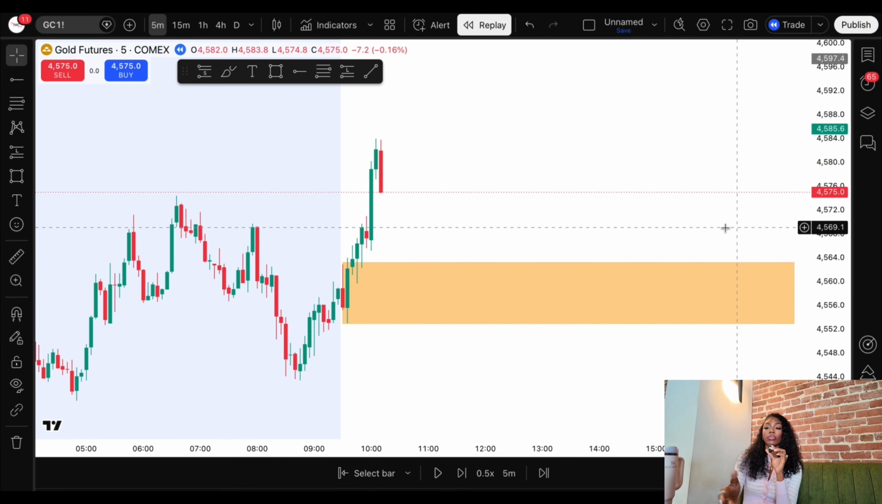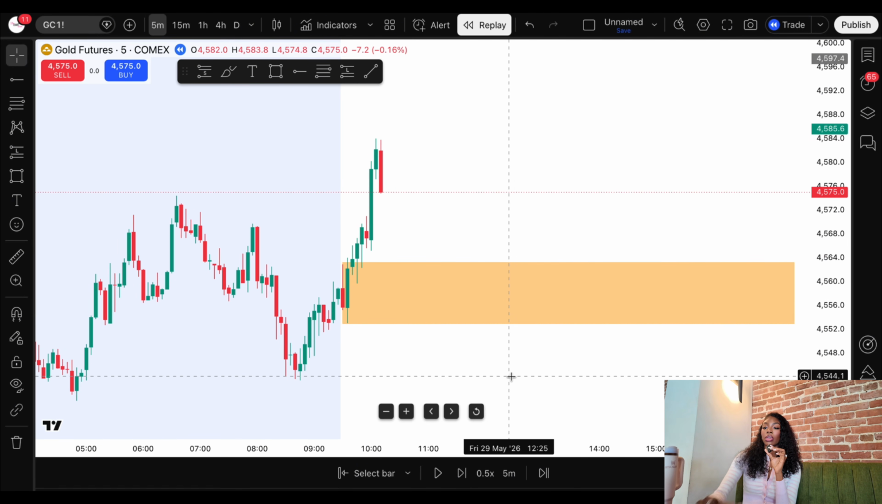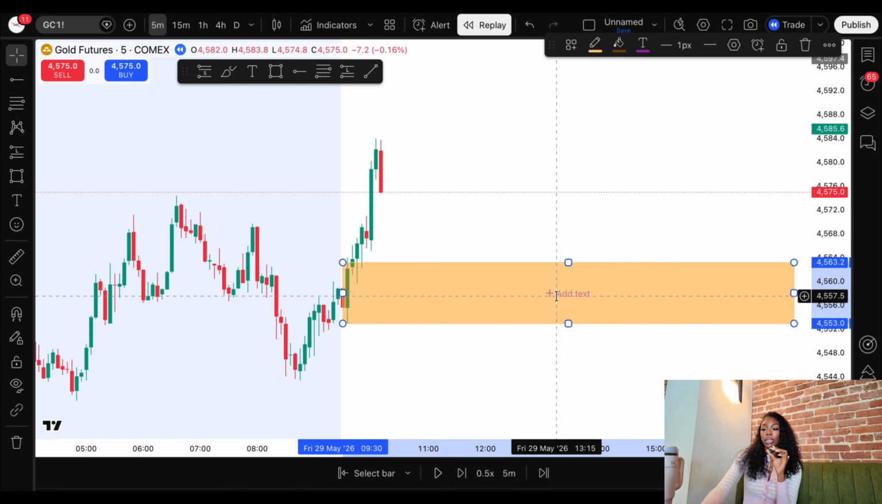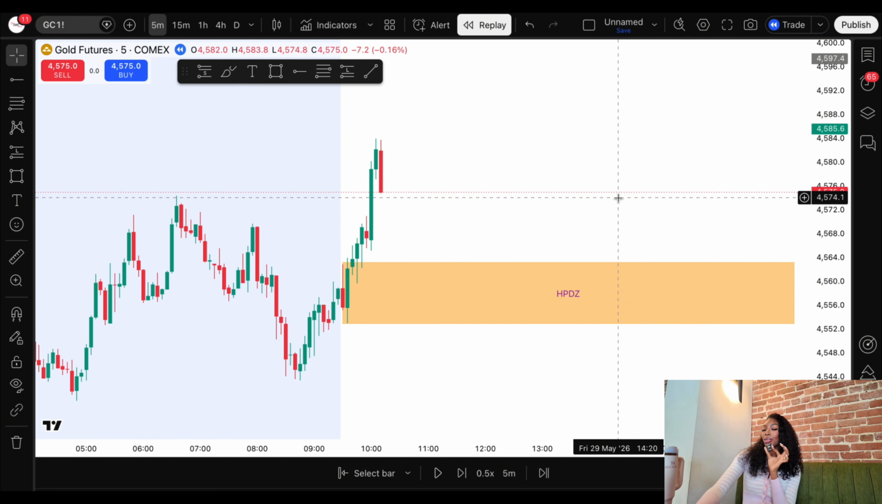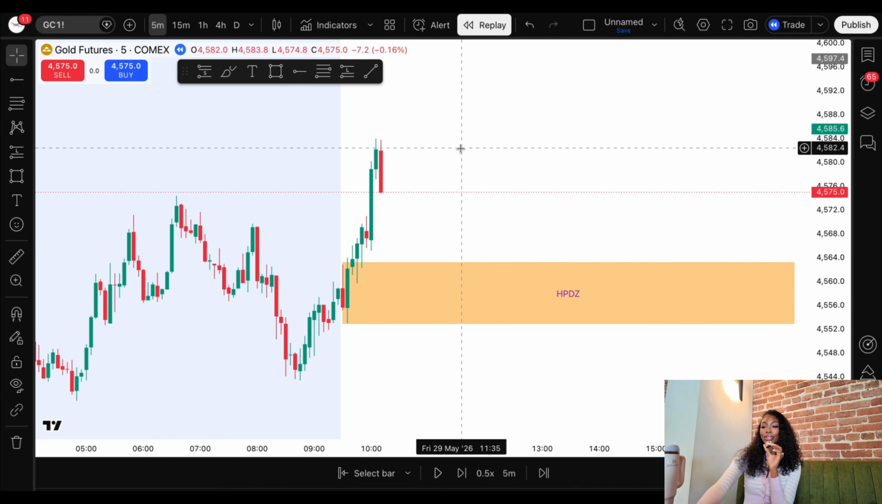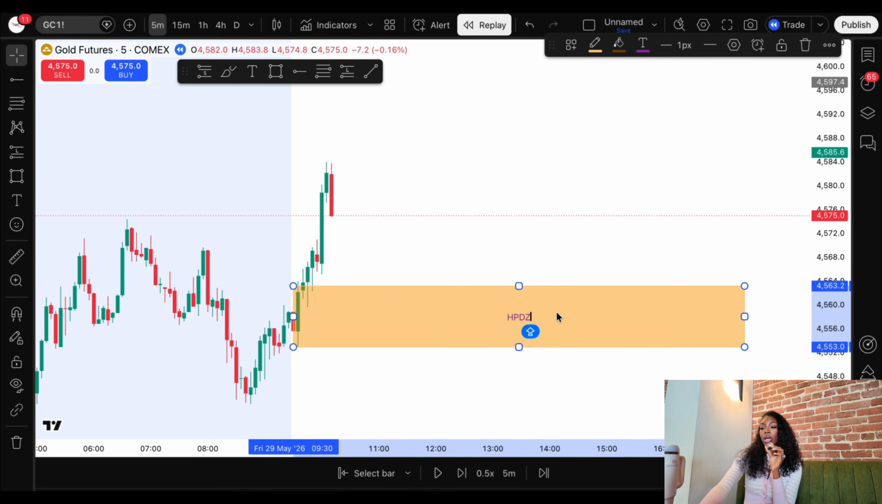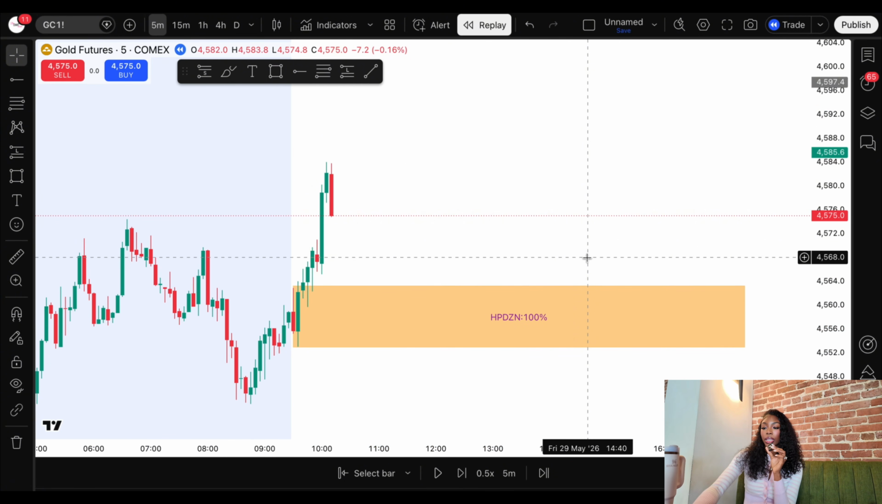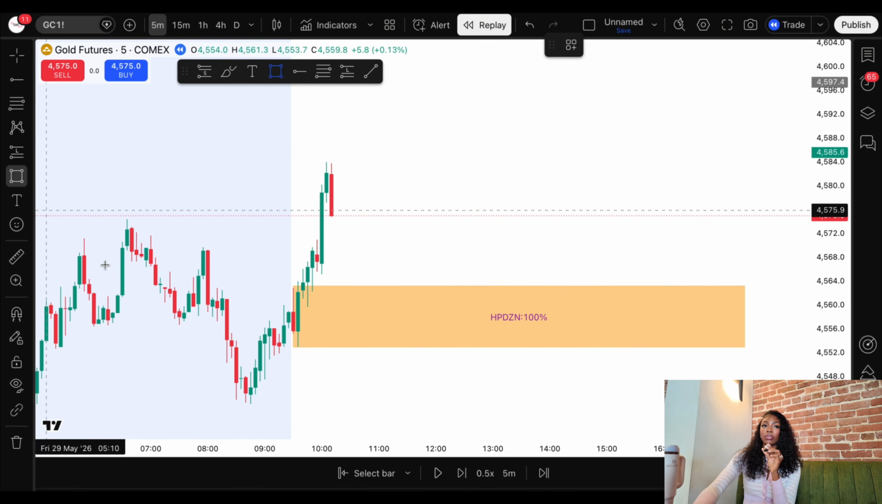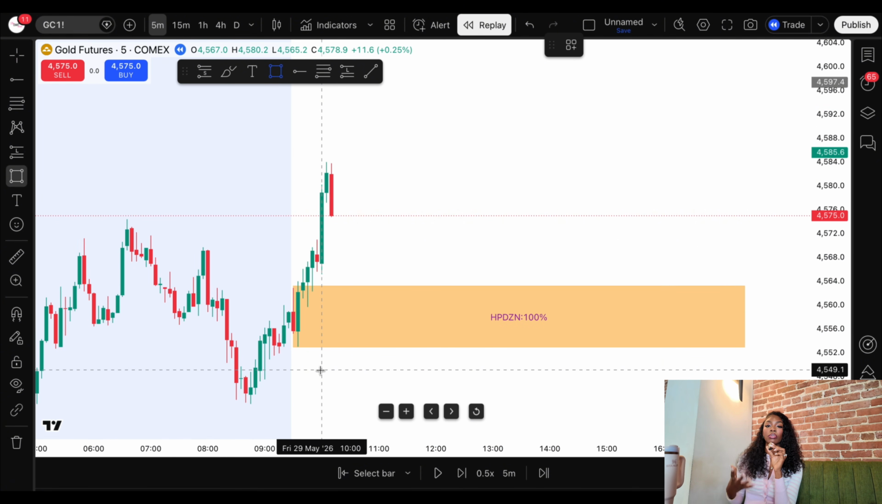So now you can see that this zone is untested. You have unfulfilled buy orders down here that price is going to react like a magnet to. So this is going to be your higher probability demand zone. So I'm just going to label that higher probability demand zone HPDZ. Okay, so that's what we're looking for. Man trader, this is what I feel 100% about. I feel absolutely 100% about this simply because price has not come back here yet. And a lot of supply and demand traders, they just continue to go with the flow of price.